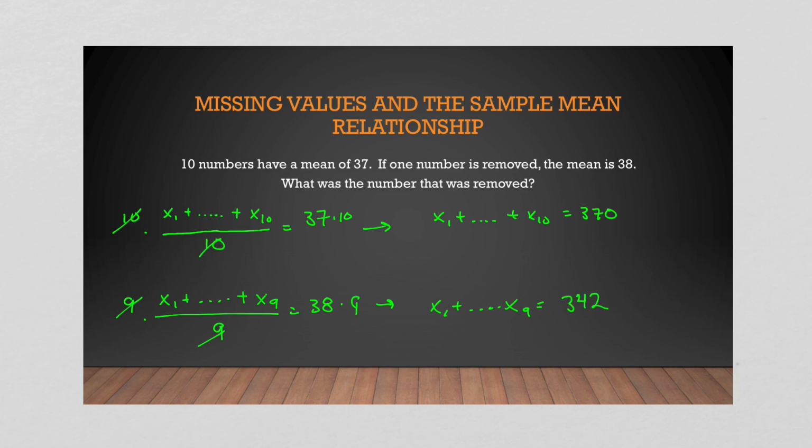So then what was the total of the number missing? Well, one number is missing from this list, right? My 10th number. So if you do 370 minus 342, you get the total that is missing from the list, so 28. So that means the 10th number was 28.